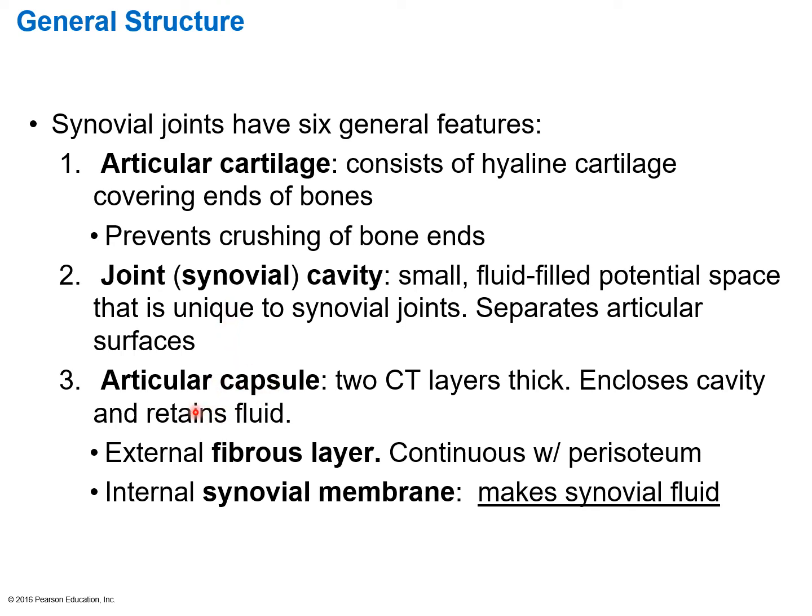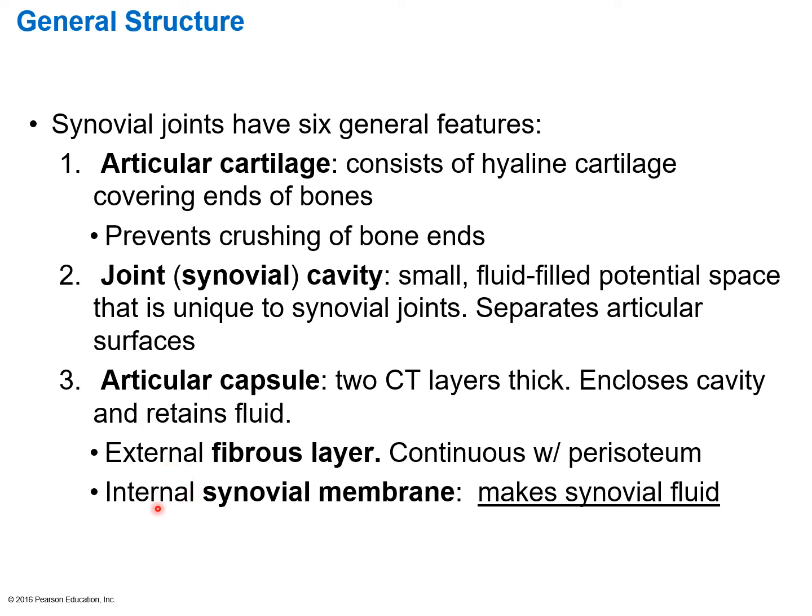Another structure that you're going to find is called the articular capsule. The articular capsule is actually made of two connective tissue layers. You have an external layer and an internal layer making up this articular capsule. The external layer is a fibrous layer, and it is going to be continuous with the periosteum. You remember the periosteum. Periosteum is the membrane that lines bones. And we're going to see how that is here in a minute.